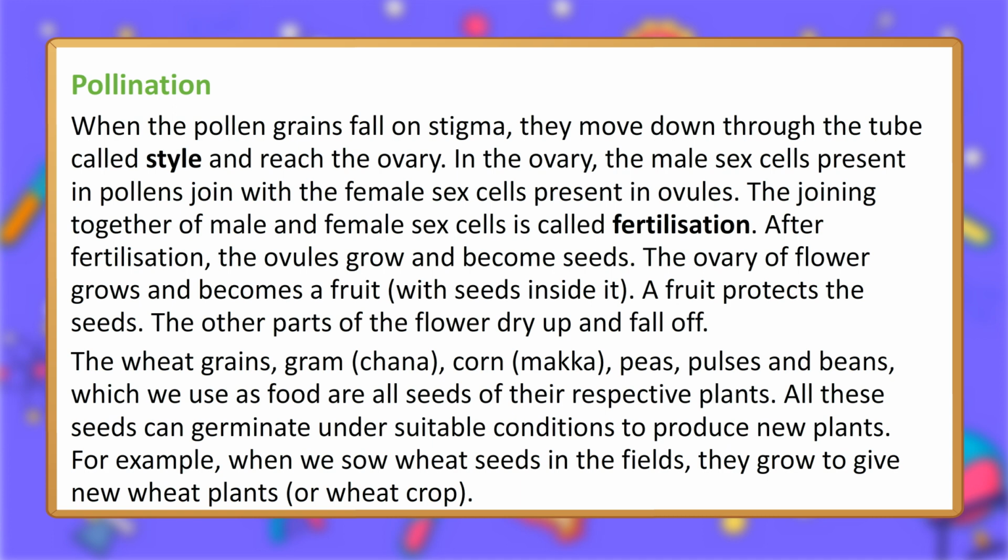The wheat grains, gram, chana, corn, makka, peas, pulses and beans, which we use as food are all seeds of their respective plants. All these seeds can germinate under suitable conditions to produce new plants. For example, when we sow wheat seeds in the fields, they grow to give new wheat plants, or wheat crop.